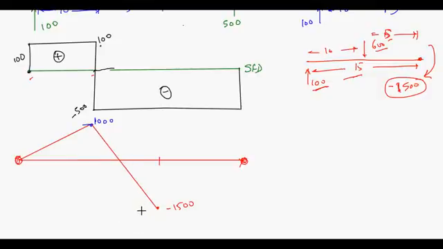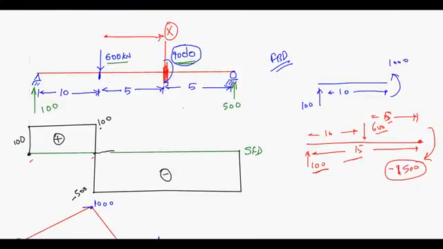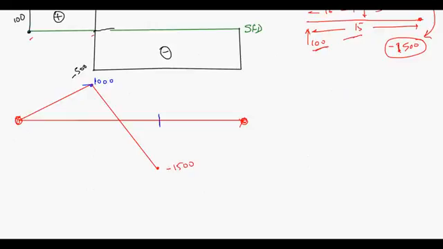I hope you are able to understand this. At this point something is happening that many people miss out. That is where this concentrated moment is acting. Suddenly you are getting a positive moment of 4000, constant positive moment of 4000 at this point. So you have to increase it, like this, something like this, and it will reach a value of how much? 1500, and this total rise is 4000, so this has to be 2500.